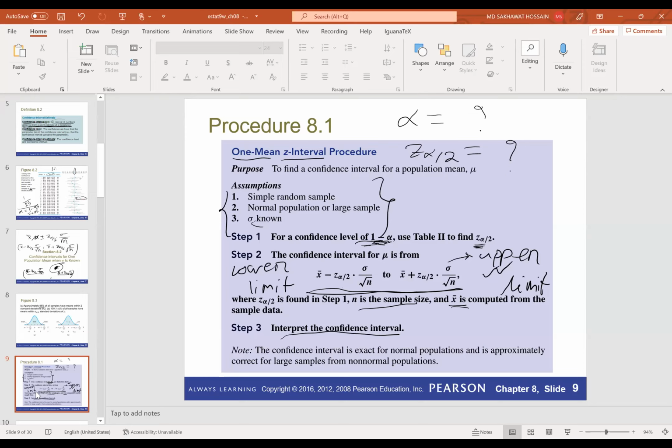This is very crucial. It is very important to know how to interpret it, because in most cases we interpret the confidence interval incorrectly. So you have to always interpret this one correctly. I'll tell you how to interpret the confidence interval.